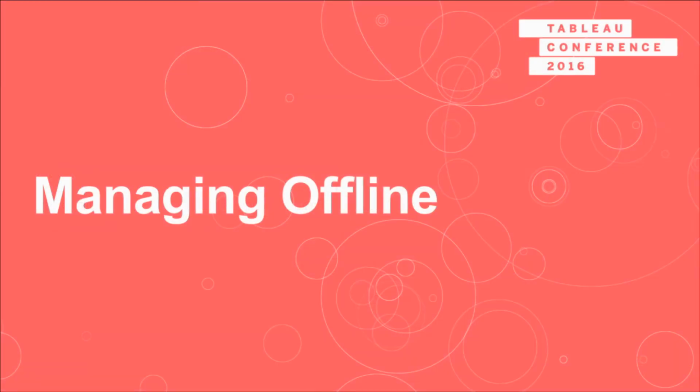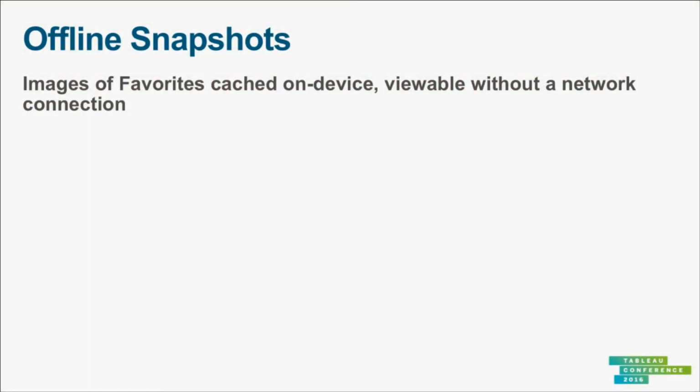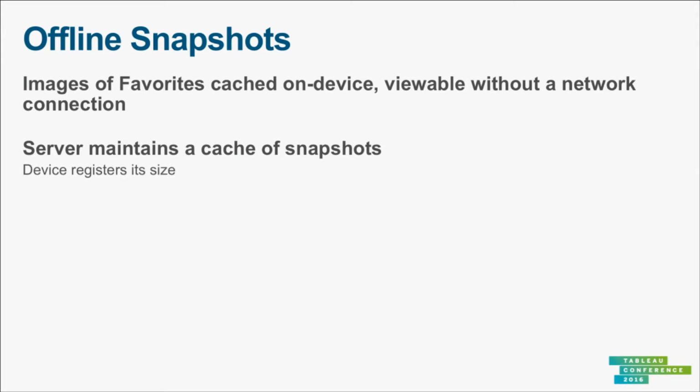Managing offline. So there are some offline capabilities of the app. Madeline mentioned it. The idea is that images of the user's favorites are cached on device. The user can view them without a network connection. And the way this looks behind the scenes, the server maintains a cache of these snapshots. The process is the device first registers its screen size, and then the server will refresh that cache periodically, and you can configure the timing on that.